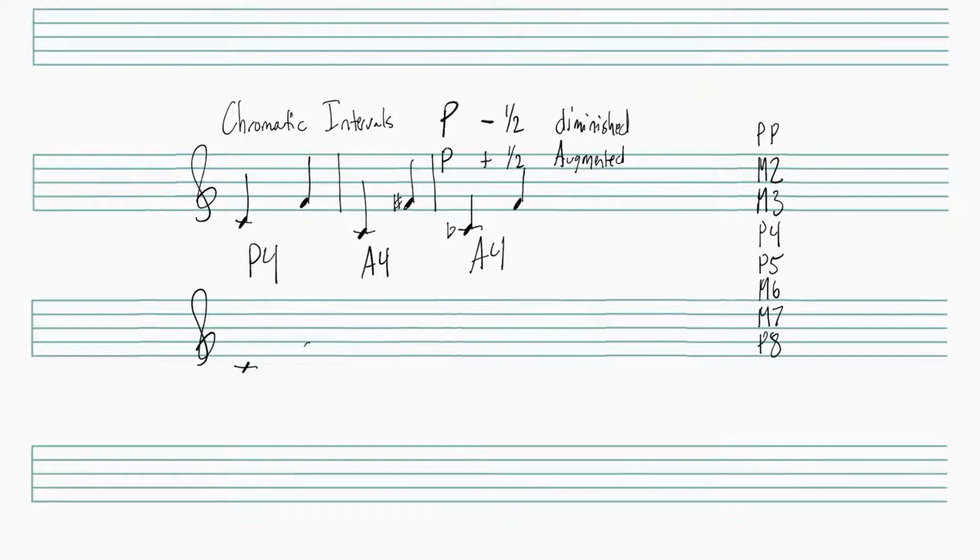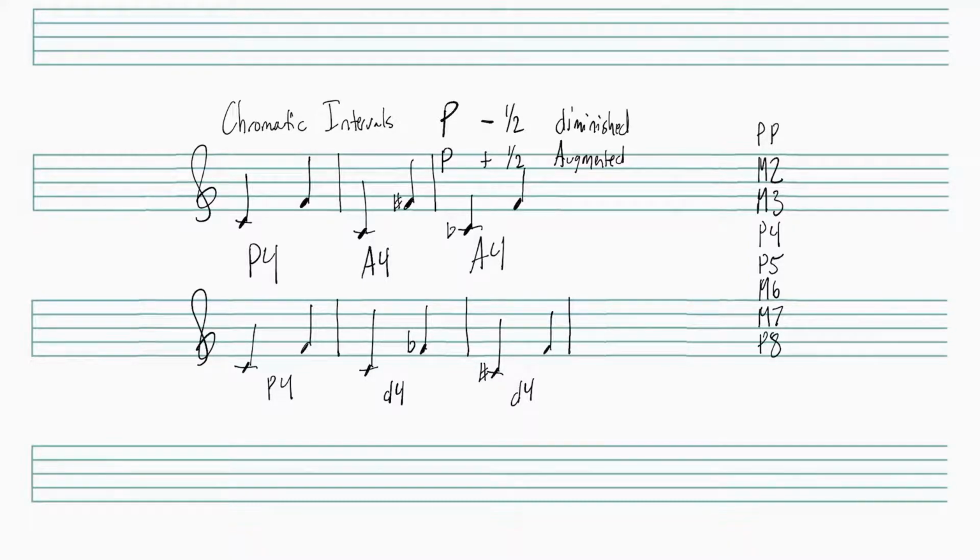So here's our original perfect fourth, C to F. We can lower the upper note, so C to F flat. That would result in a diminished fourth. Notice I'm using the lowercase d for that diminished. We can also shorten that interval. Rather than lowering the upper note, we can raise the first note. This is also a diminished fourth.